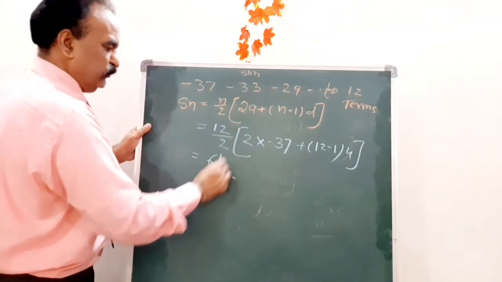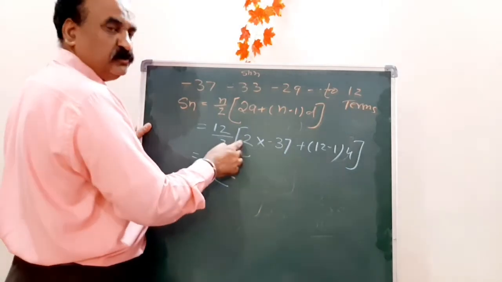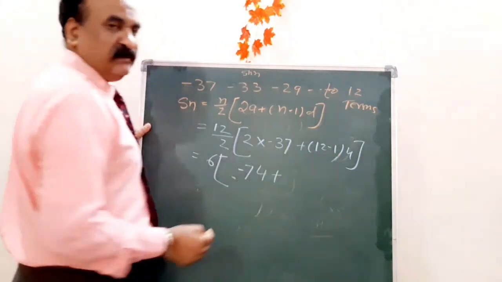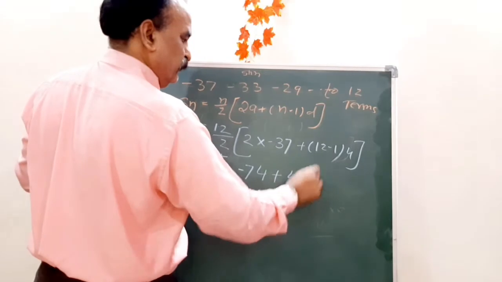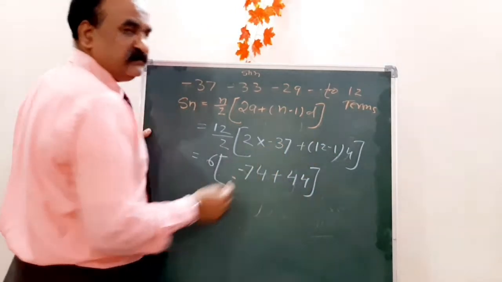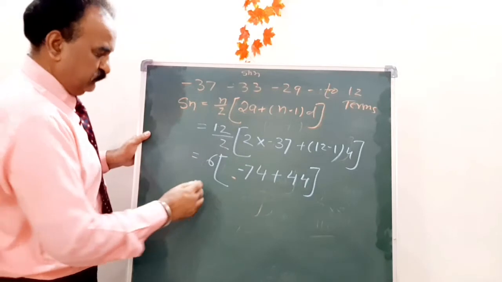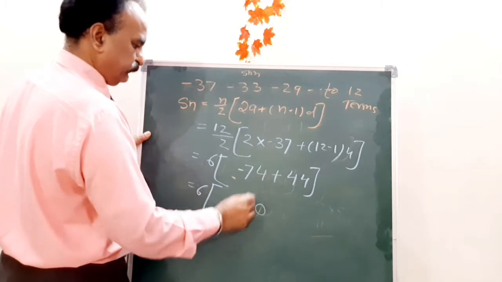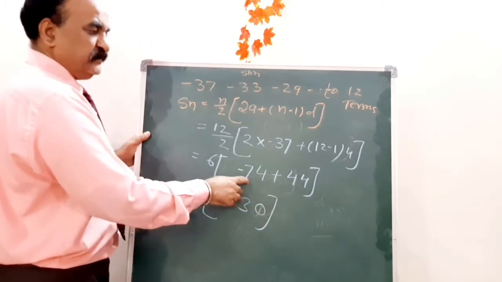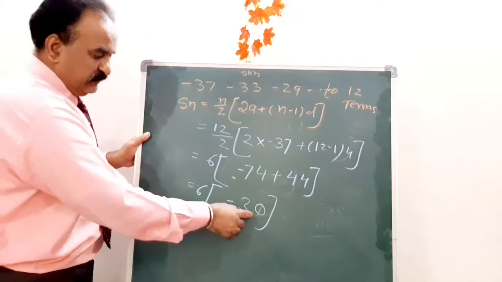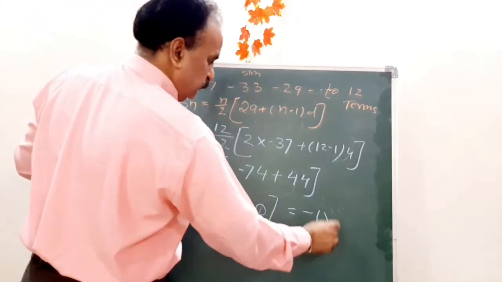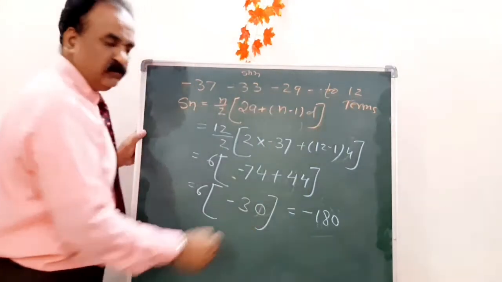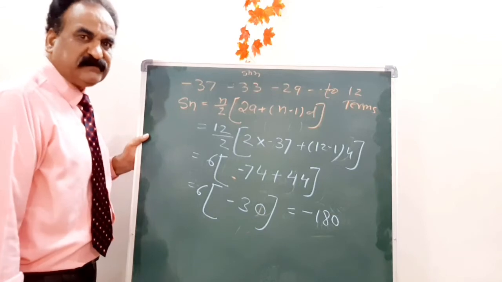2 sixes are 12, so 6 into bracket minus 37 into 2, minus 74, plus 12 minus 1 means 11, 11 into 4 is 44. Now 6 into bracket minus 74 plus 44 means minus 30, and minus 30 into 6 means minus 180. It means the sum of this AP up to 12 terms is equal to minus 180. I hope this is clear to you.